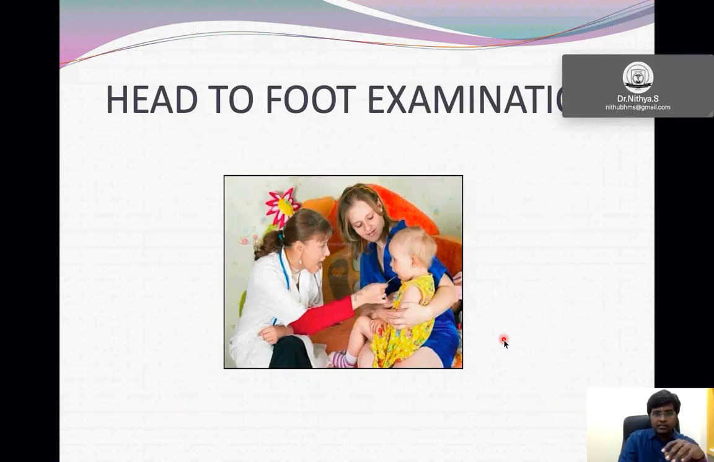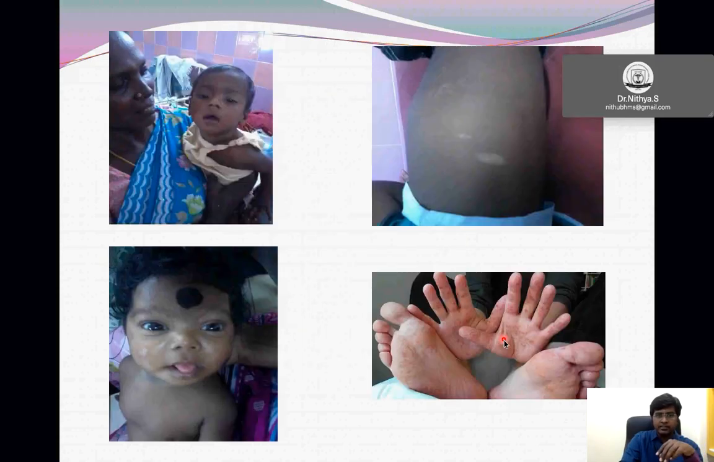After this general examination, vitals, and anthropometry, you go to your head to foot examination. From the head to the foot, you have to observe whatever abnormalities the child is having. So we are just showing a few pictures. For example, this first child has bilateral ptosis. This child has a congenital myasthenic syndrome, presenting with bilateral ptosis here. And here you can see an ash leaf macule in a child with tuberous sclerosis.